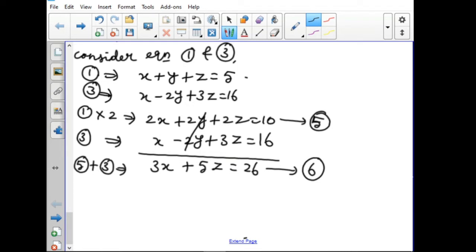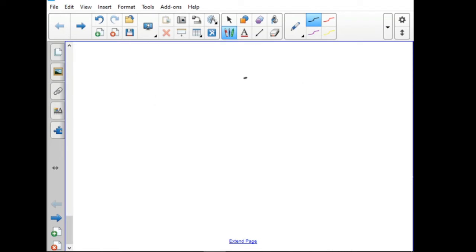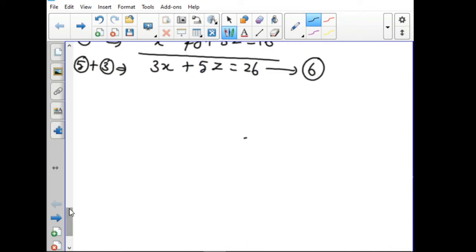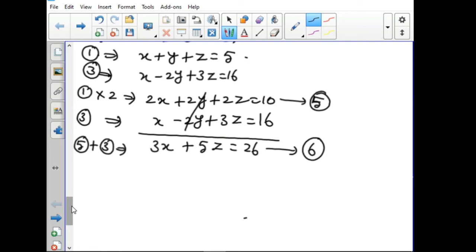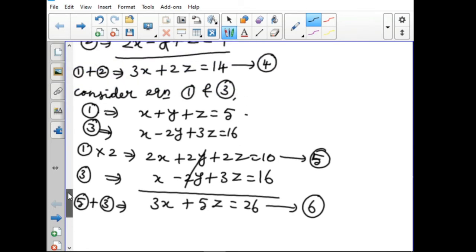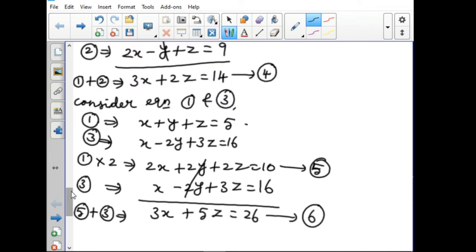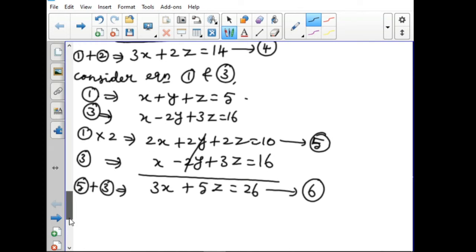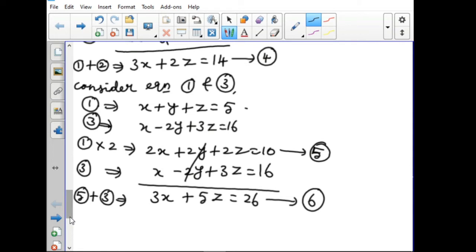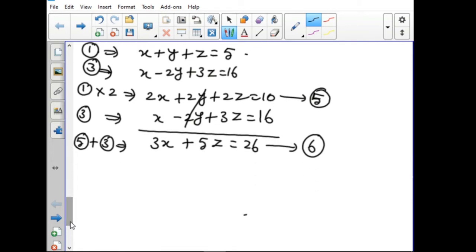Now we have to consider equations 4 and 6, because equation 4 also has x and z terms, and equation 6 also has x and z. Equation 4 is 3x plus 2z. Next, equation 6 is 3x plus 5z. So we have to subtract these two equations.